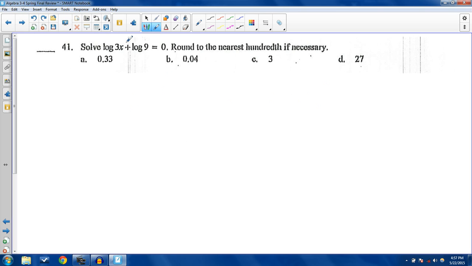Okay, 41. Solve log of 3x plus log of 9 equals 0. Round to the nearest hundredth if necessary. This is those base 10 logs I was talking about. You can do this one of 2 ways. I talked about those 2 ways the first time I did it. Let me first rewrite this: log base 10 of 3x, remember I like to use those parentheses, plus log base 10 of 9 equals 0.